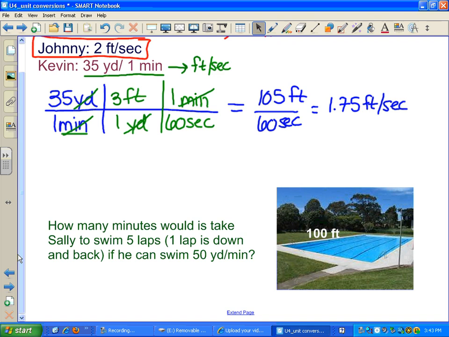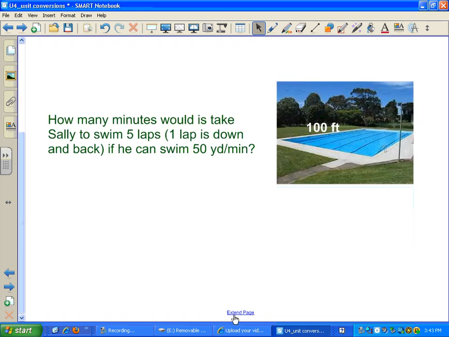Okay, so I want you to take a look at this problem. Go ahead, try it, pause the video, and when you're done, come back and let's see how you did.